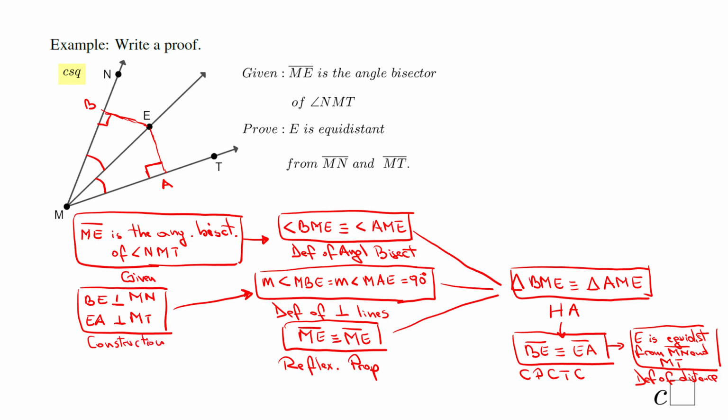But this is the idea of proving this angle bisector theorem. We notice the two right triangles formed are congruent by the hypotenuse angle theorem. So obviously those two segments, which represent the distance from point E to the sides of the angle, are congruent. So the point E is equidistant.